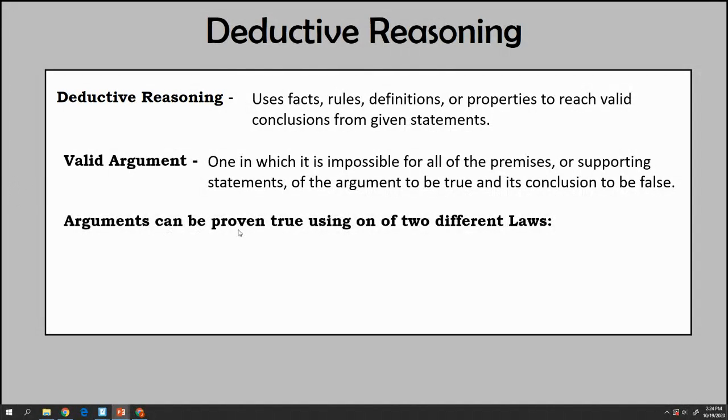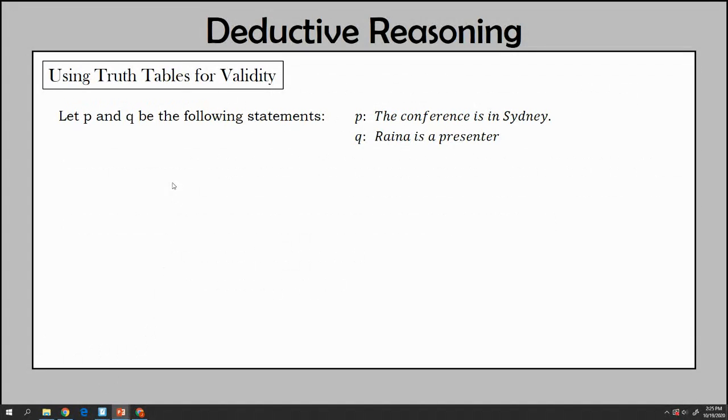Like I said, arguments can be proven true using two different laws. It's the law of detachment and the law of syllogism. We're going to get to those in a second. But the first thing we're going to do is use our deductive reasoning concept and the valid argument concept to make some conclusions as well. All right. So let's start with this first example here.